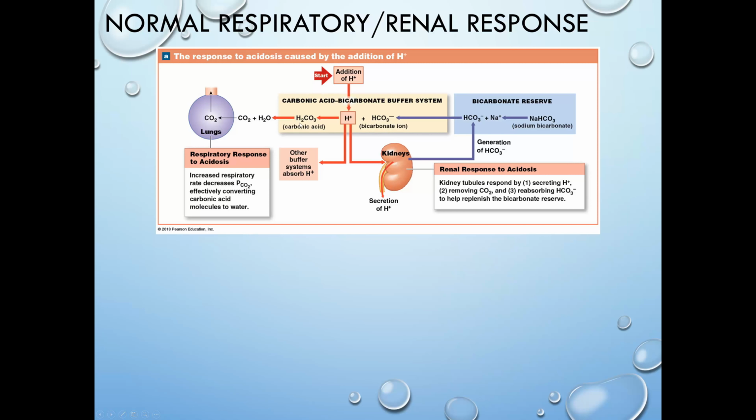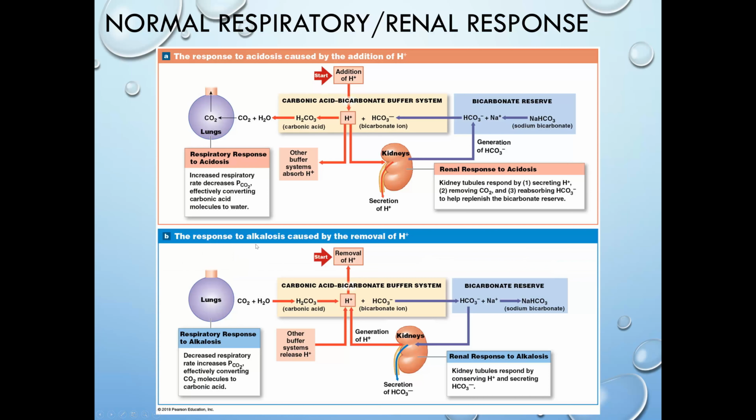Carbonic anhydrase then converts that into carbon dioxide and water. The carbon dioxide is thus exhaled, and so that gets rid of that hydrogen ion because it is now stuck in water. And then there are other buffer systems that help to buffer that hydrogen ion until it can get to the lungs or until it can get to the kidneys. So what the kidneys can do in this condition is they can secrete hydrogen ions into the urine, which helps to take them out of the body. And they can also reabsorb bicarbonate.